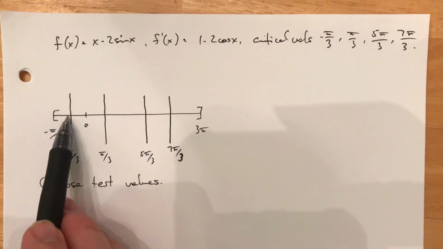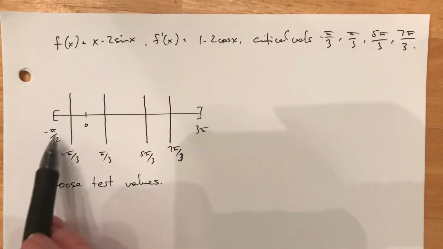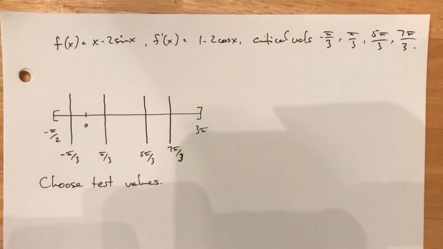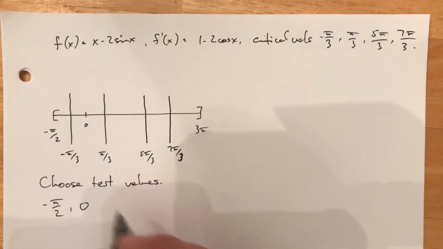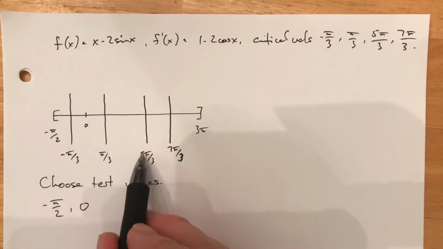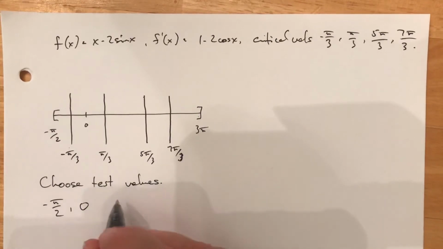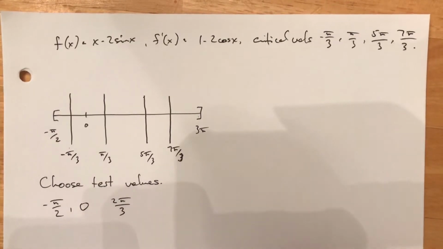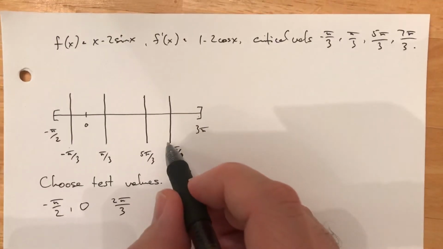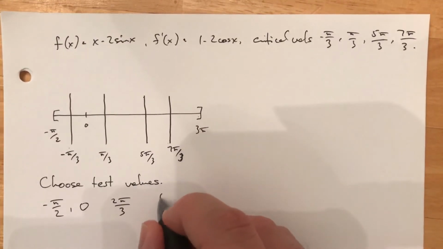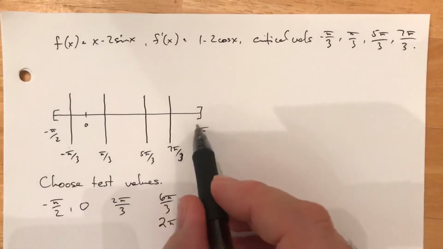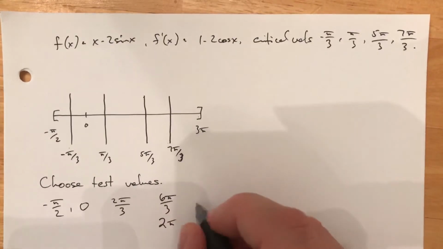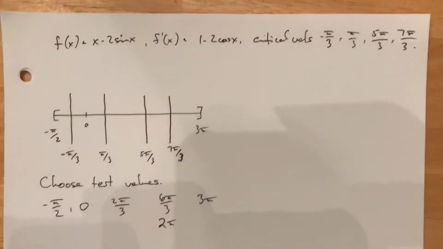We need a number over in this little segment under the number line. I'm going to go ahead and pick negative pi over 2. A number between negative pi over 3 and pi over 3 would be 0. A number between, say, pi over 3 and 5 pi over 3, I'll pick 2 pi over 3. Between 5 pi over 3 and 7 pi over 3, I'm going to pick 6 pi over 3, which is better known as 2 pi. And between 7 pi over 3 and 3 pi, I'm going to pick 3 pi.